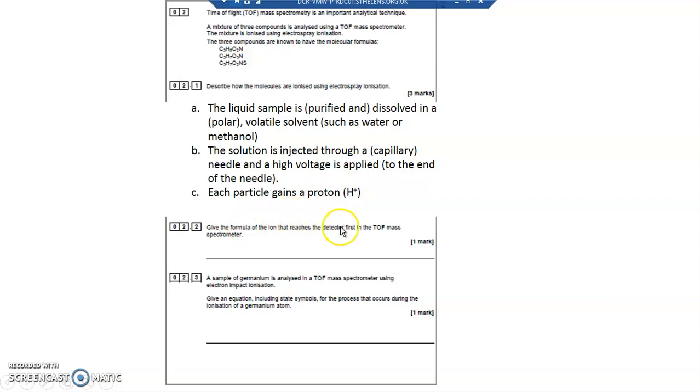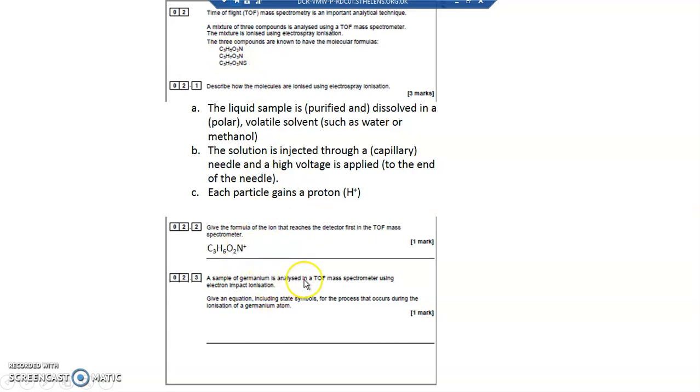Give the formula of the ion that reaches the detector first in the time of flight mass spectrometer. Well, it's going to be the lightest one. The lightest ones travel the fastest and hit the detector first. C3H5O2N. But remember, it's gained a proton. It's gained an H+. So it's now C3H6O2N with a plus.